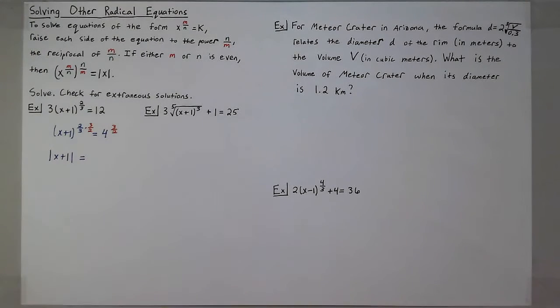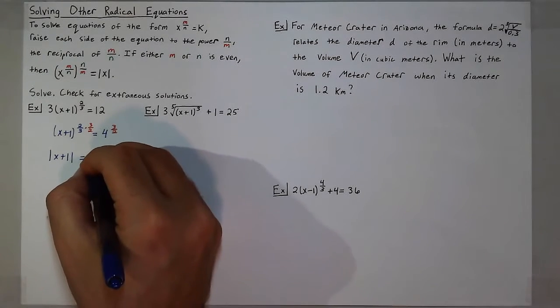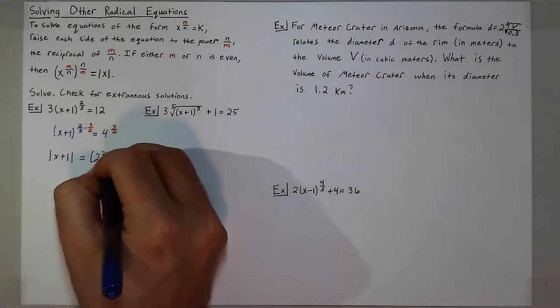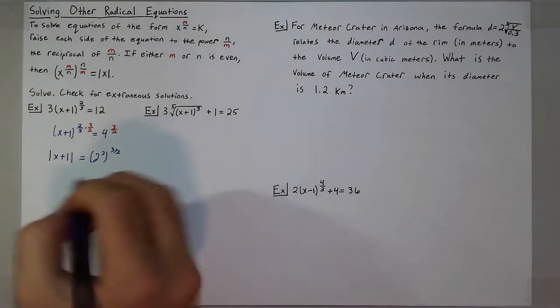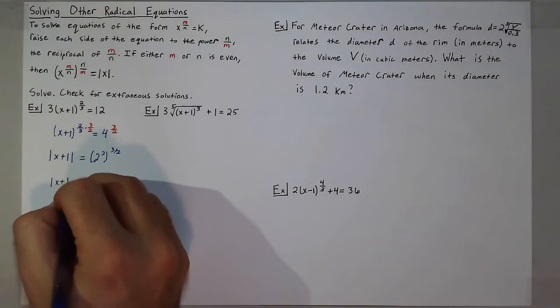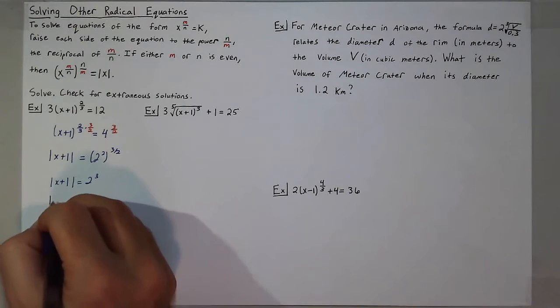On the right, I have 4 to the 3/2 power, which will be the square root of 4, and then raised to the 3rd power. So 4 can also be written as 2 squared. Another way you can simplify this is to rewrite it as 2 squared, and you get the absolute value of x plus 1 is equal to 2 to the 3rd, which is 8.